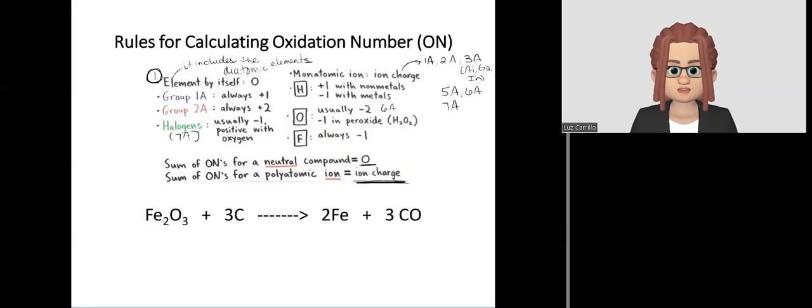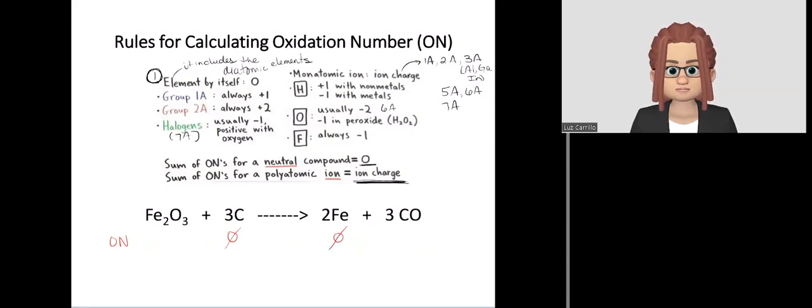So let's go over the following example for oxidation and reductions so we can actually determine what gets oxidized and what gets reduced. So in the following reaction, we have iron 3 oxide reacting with carbon, making iron and carbon monoxide. As you can see, this is a single replacement reaction. So in this single replacement reaction, we need to identify which substances in the reaction are elements by themselves. And that will be the first thing that we determine their oxidation number. So in this example, carbon by itself, oxidation number of 0. Iron by itself, oxidation number of 0.